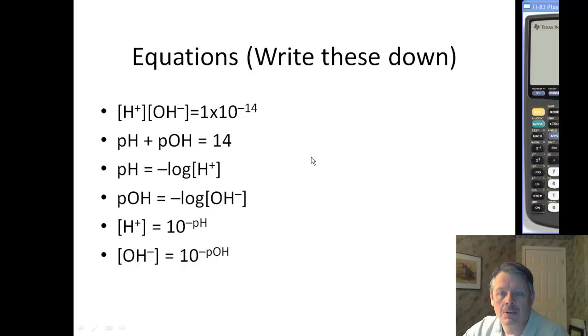Okay? So make sure you have written these equations down. If you did not write these down from the podcast, write them down now. You're not going to be able to do any of these problems without knowing these 6 equations.